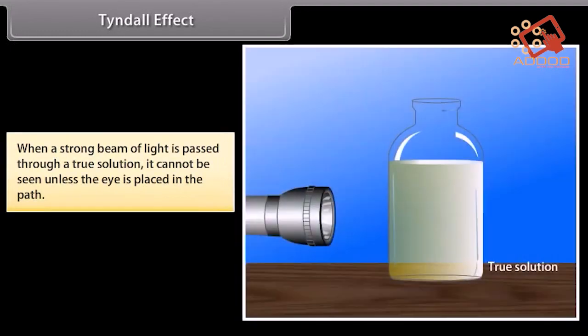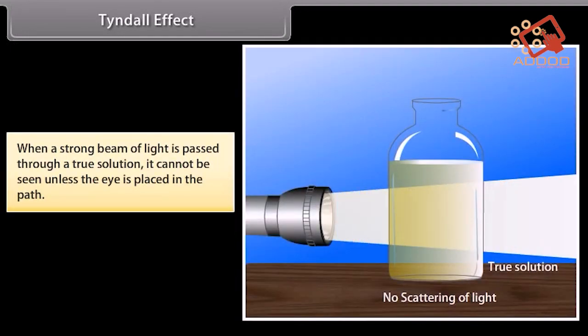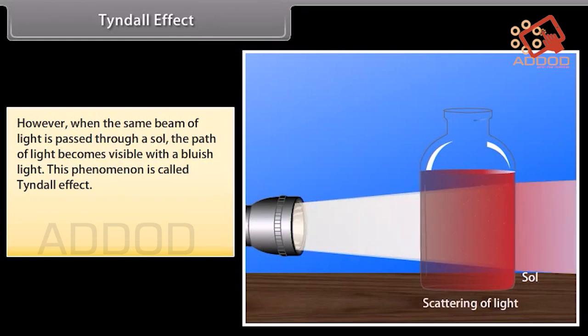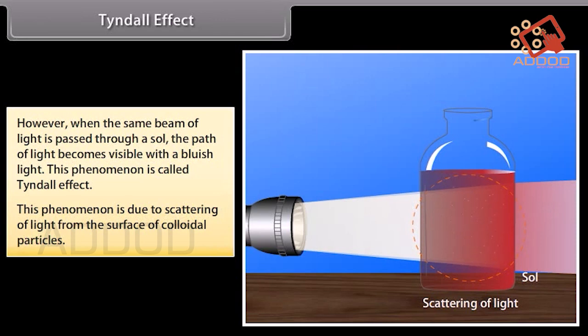Tyndall Effect. When a strong beam of light is passed through a true solution, it cannot be seen unless the eye is placed in the path. However, when the same beam of light is passed through a sol, the path of light becomes visible with a bluish light. This phenomenon is called Tyndall Effect. It is due to scattering of light from the surface of colloidal particles.